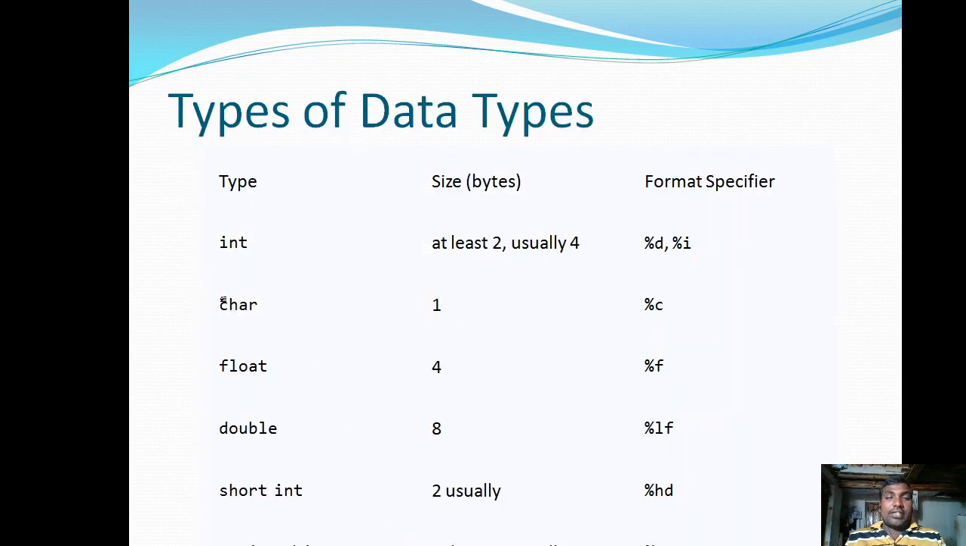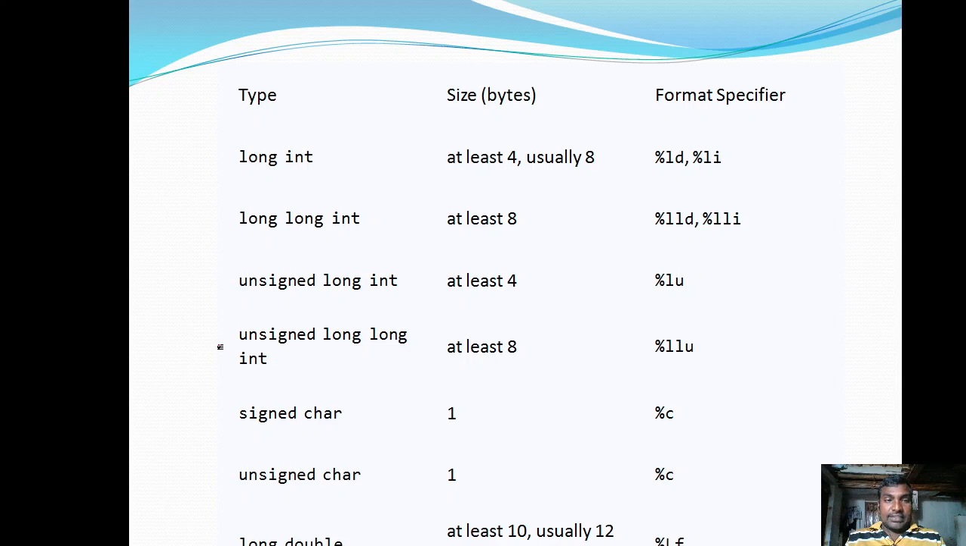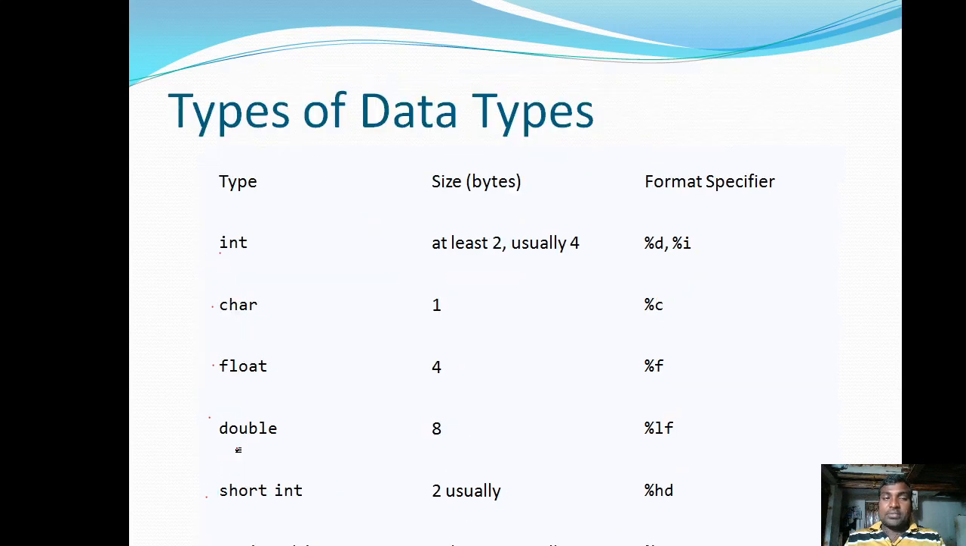Now, coming to the different data types available in C programming: int, char, float, double, short int, unsigned int, and similarly long int, unsigned long int, signed character, unsigned character, and long double. So these are the data types that are available. Generally, we frequently use these four data types while writing programs.